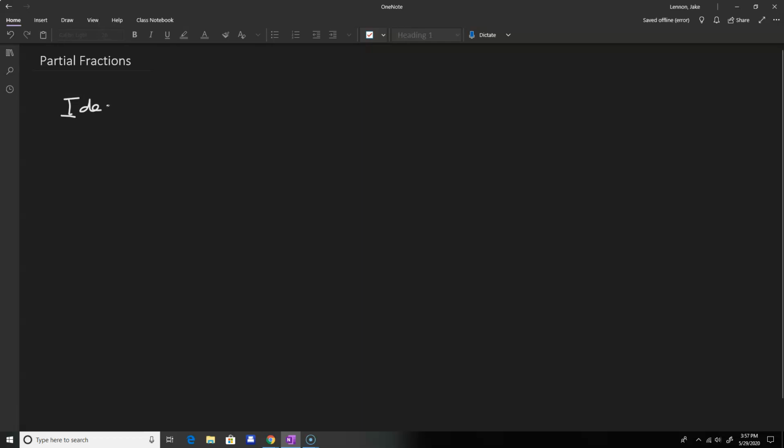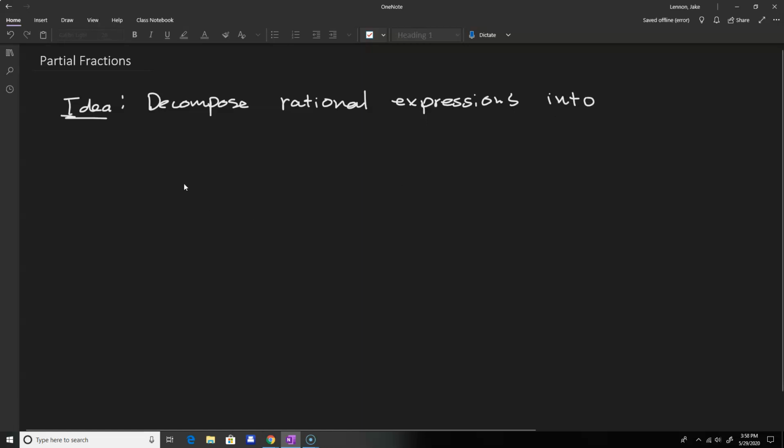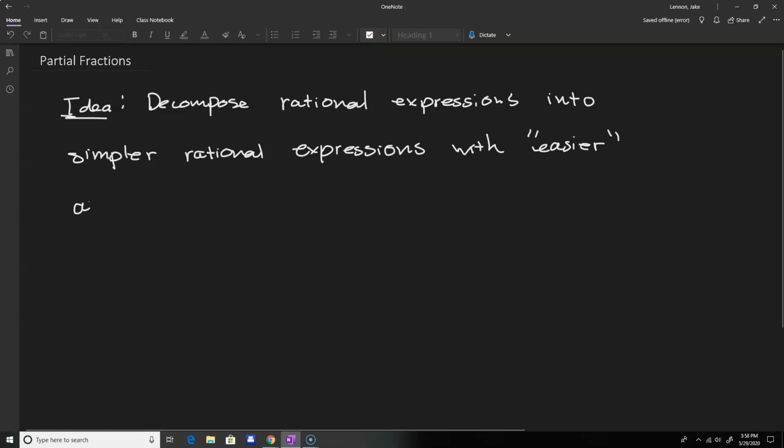So the idea is to decompose rational expressions into simpler rational expressions, let's say with easier antiderivatives. And the method for doing this is purely algebraic, so let me just show you how we might do something like that.